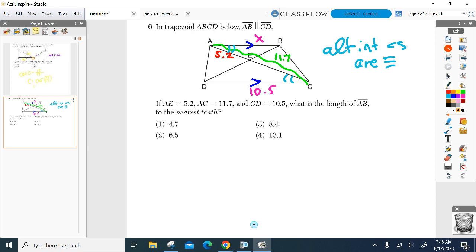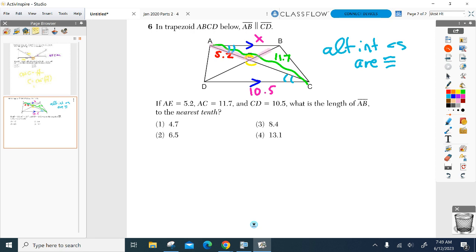All right, you got me there. I thought you were going to go to the other alternate interior, but yeah, I got verts up here, right? Everyone see the vertical angles? Where the heck am I going with this? Because I'm trying to find a side length, and I'm talking about angles. Where am I going?